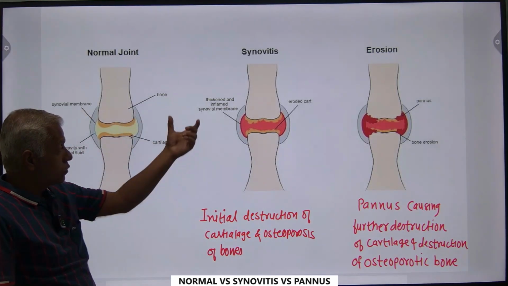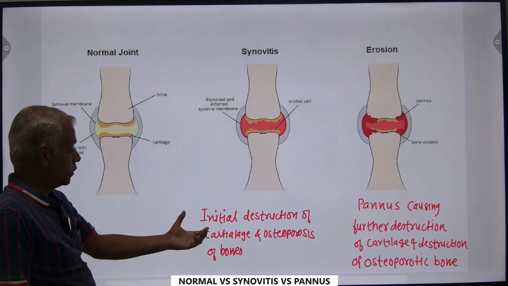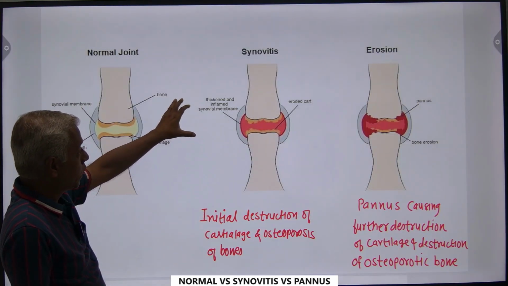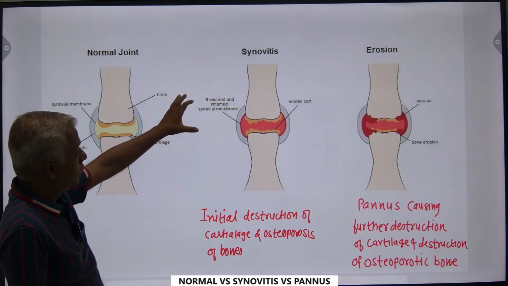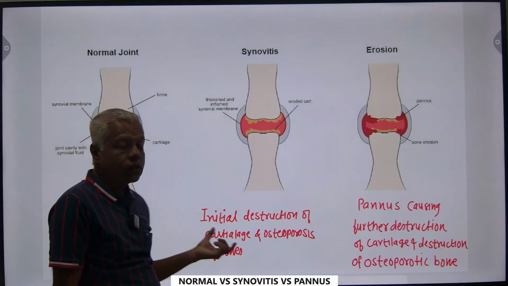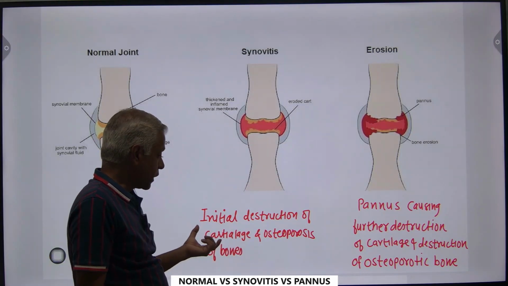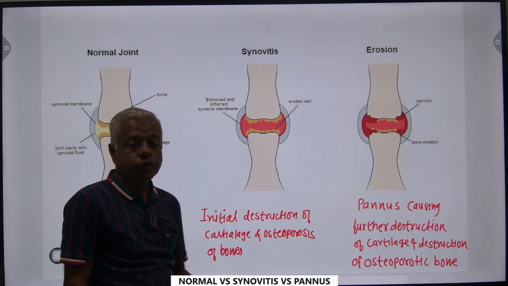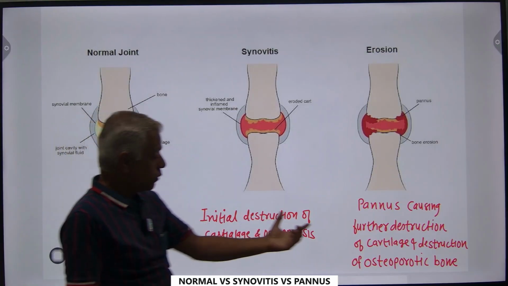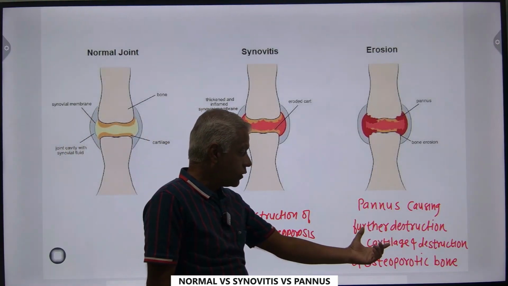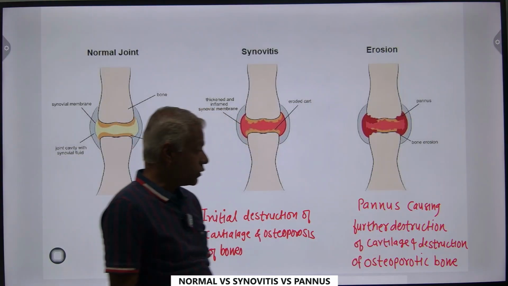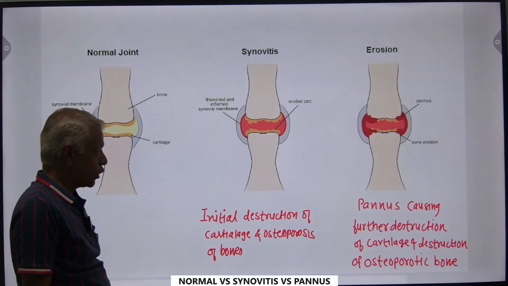This synovitis, when there is a synovial hyperplasia stage there. In this synovial hyperplasia stage, there is an initial destruction of the cartilage, and it also causes osteoporosis of the bones. But once the pannus is formed, there is a further destruction of the cartilage, and there is a destruction of the osteoporotic bone.